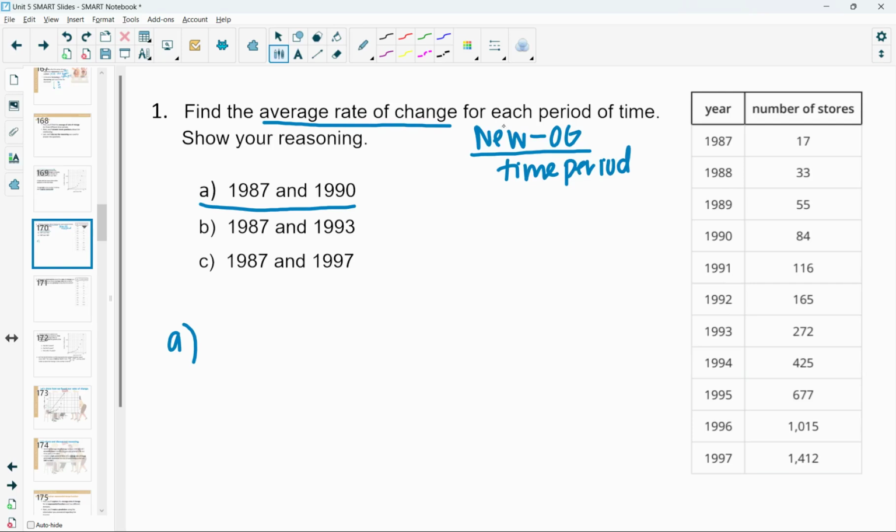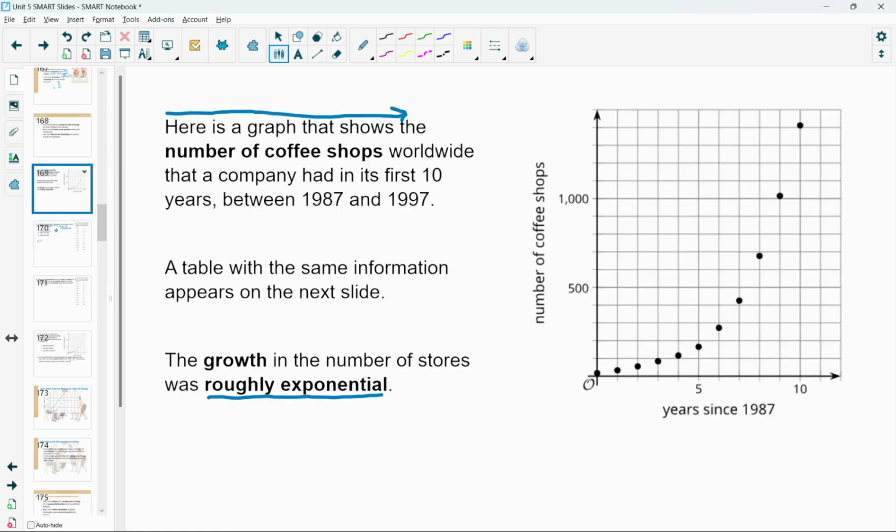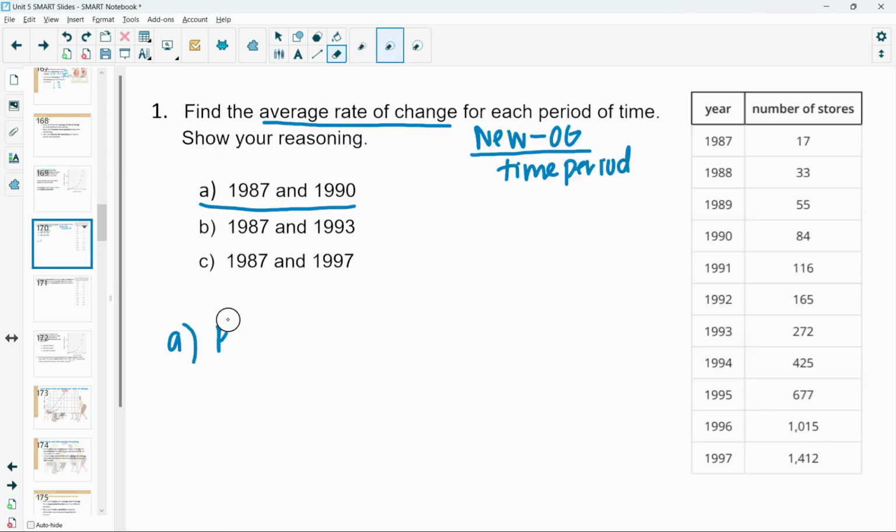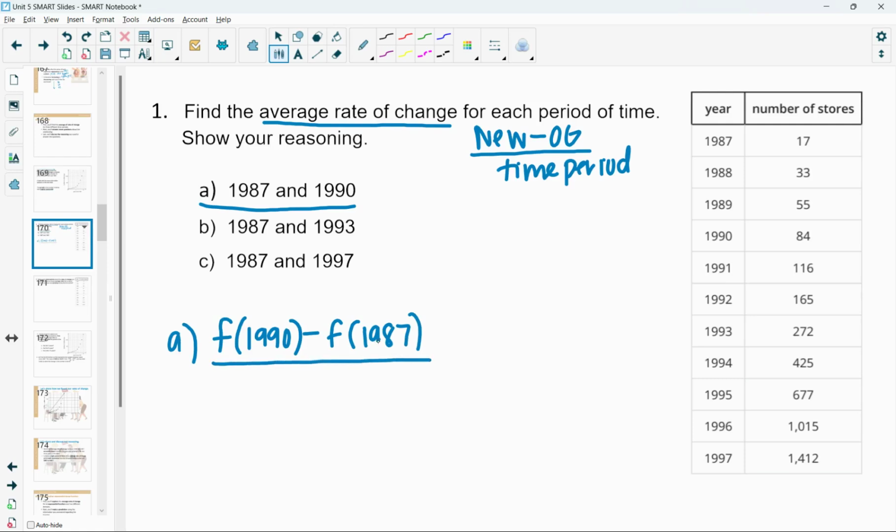And you want the new output, the new cost, or in this case, the new number of stores. Did they give us a function name for this? No. Okay, so I'm just going to do f for function. So we'd be doing f of 1990 minus f of 1987, divided by the time period. Those inputs: 1990 minus 1987.